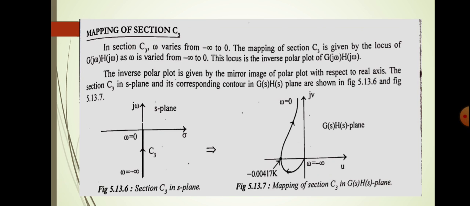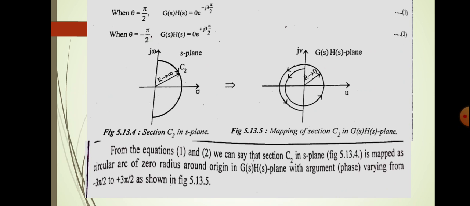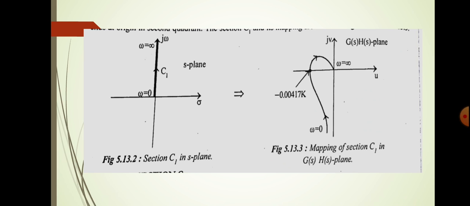In section C3, omega varies from minus infinity to 0. This is the minus infinity to 0 curve, and it is in the S plane, that is sigma j omega. We have to plot this C3 in the g of s and h of s plane, which has real axis u and imaginary axis jv, on an ordinary graph sheet. So how can we draw this C3? You have previously drawn C1, going upwards, and its omega varies from 0 to infinity. When we draw this, at omega equal to infinity it will be near the origin, and at omega equal to 0 it will be near infinity.